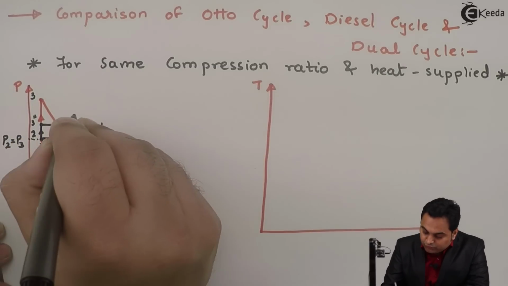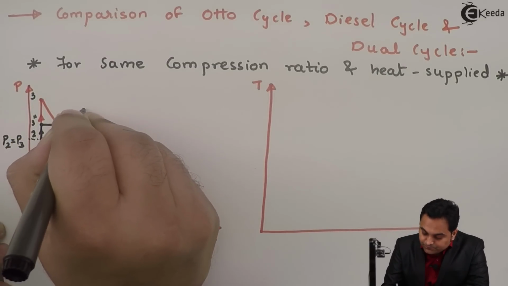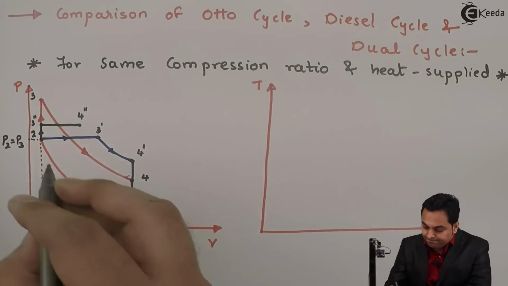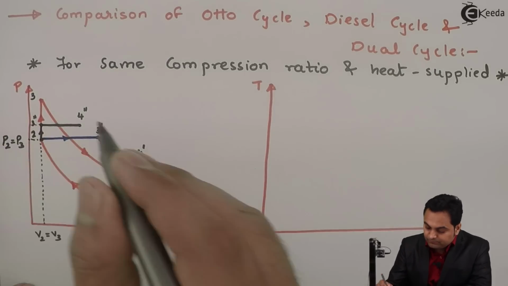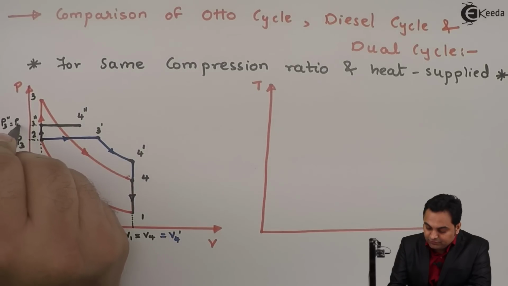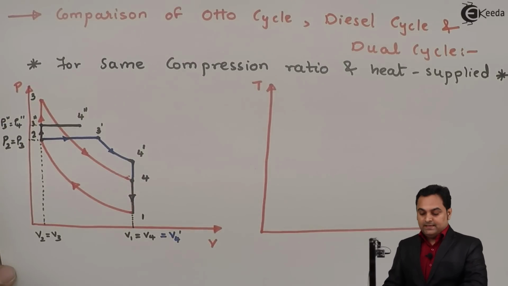From 3 double dash to 4 double dash, here I'll say the pressure is constant. P3 double dash is equal to P4 double dash.